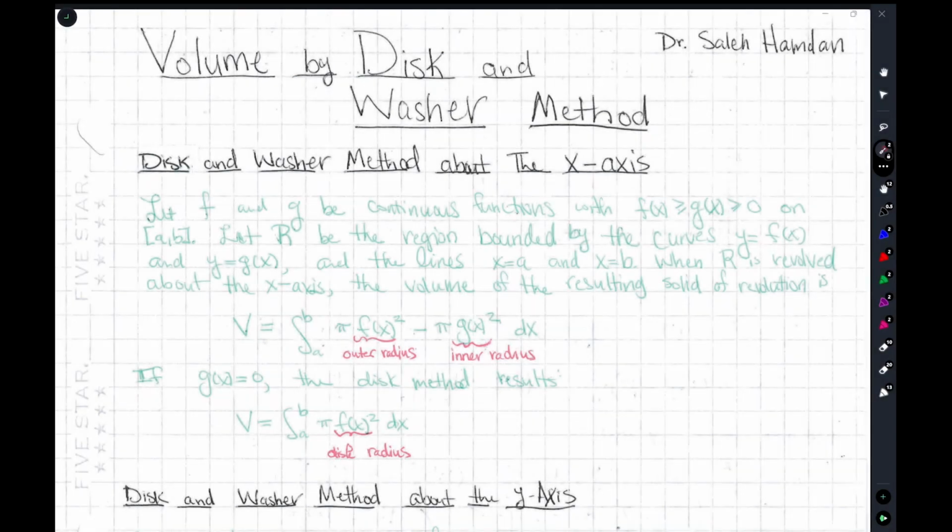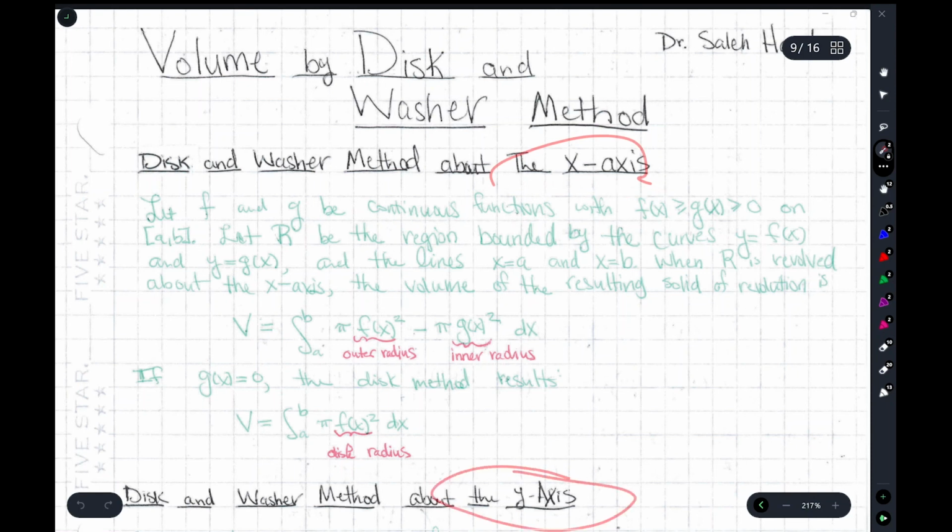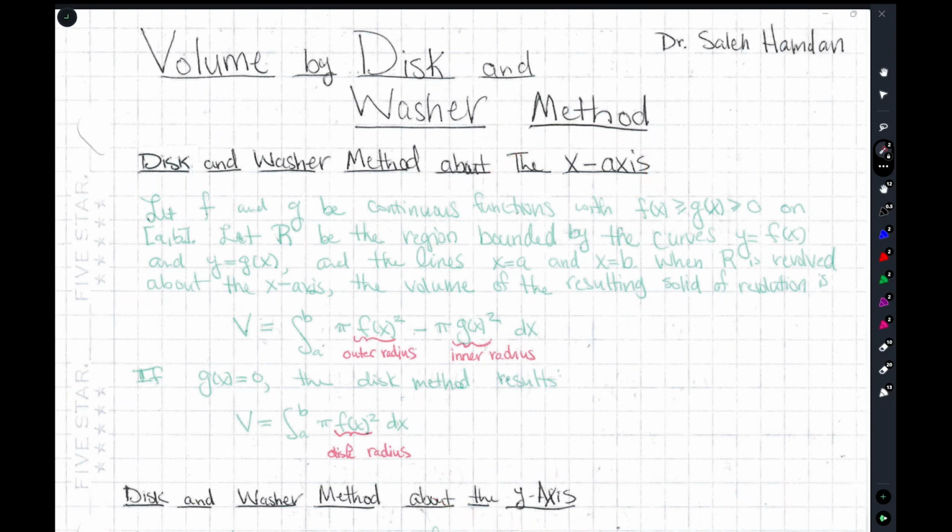So another way we could find volumes using our integrals over one variable is through this disk and washer method. Now the washer method is a little more general than the disk method, but it's essentially the same thing, as we'll see in a second. What you're doing here is rotating functions or a region around either the x-axis or the y-axis. This is a little bit clearer if you see an image, which we'll show in a second.